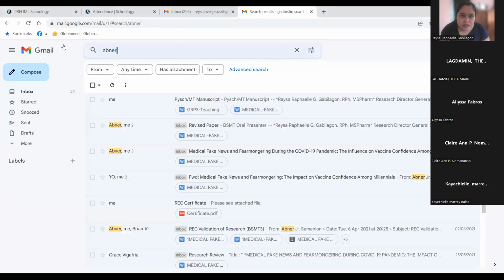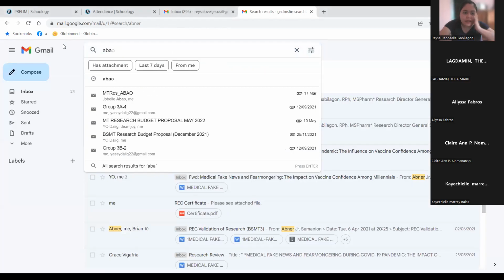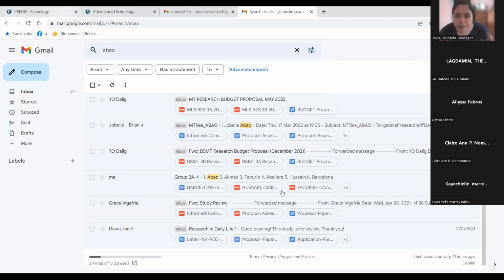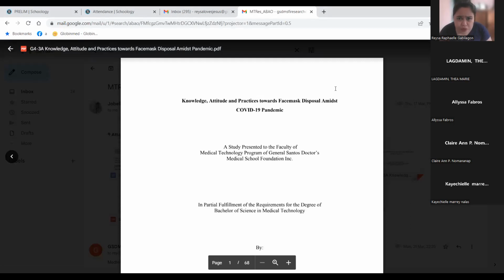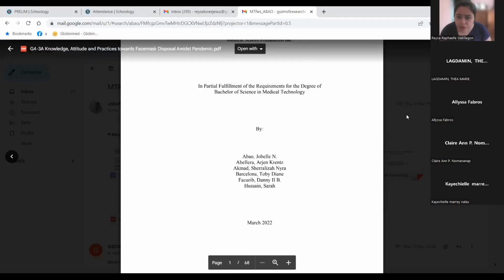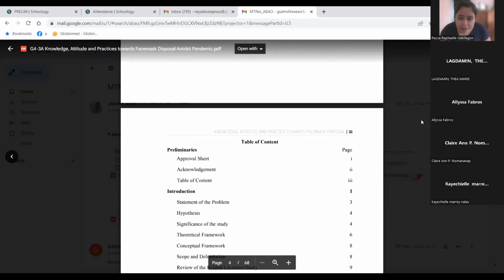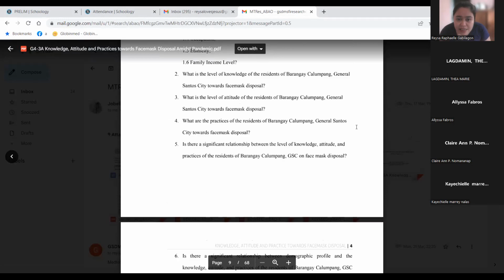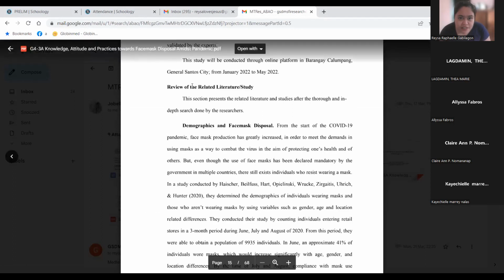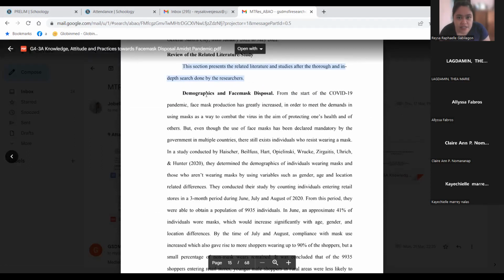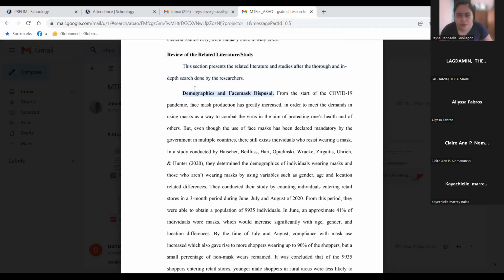Let me give you an example from our institution that used the thematic strategy. The same study I presented to you last time: the knowledge, attitude, and practices towards face mask disposal amidst COVID-19. I showed you this when we discussed the introduction, but let us look at their scope and delimitation and RRL. This is their RRL. They have a little introduction of what is written in this section, and as you can see, they have subsections or sub-themes.